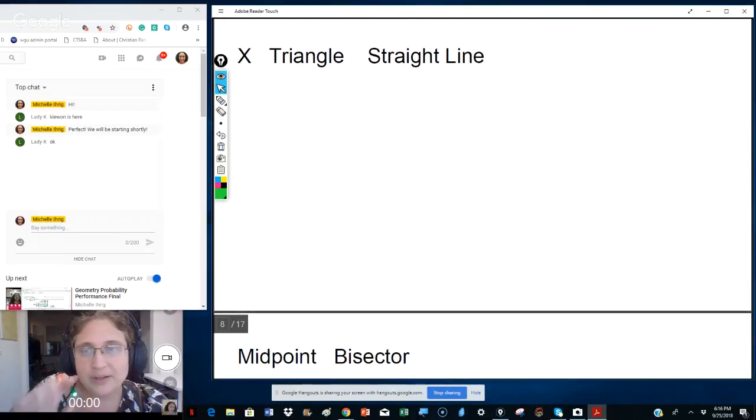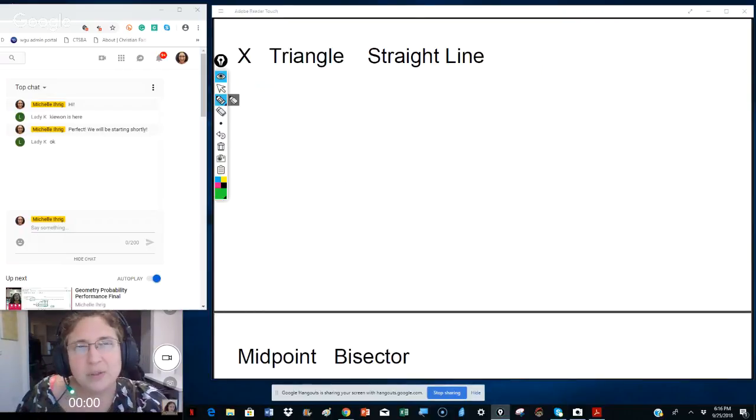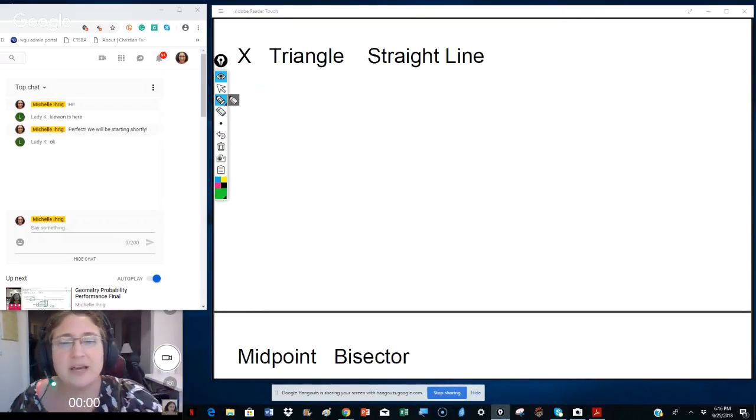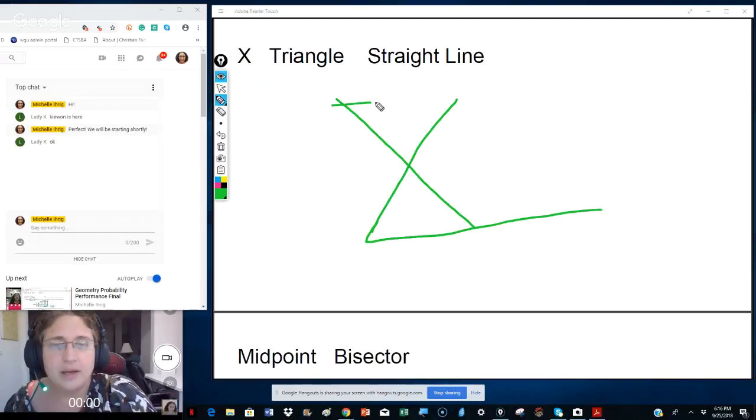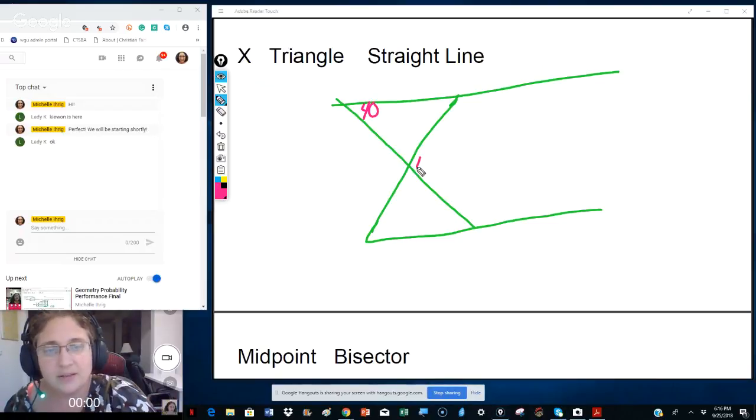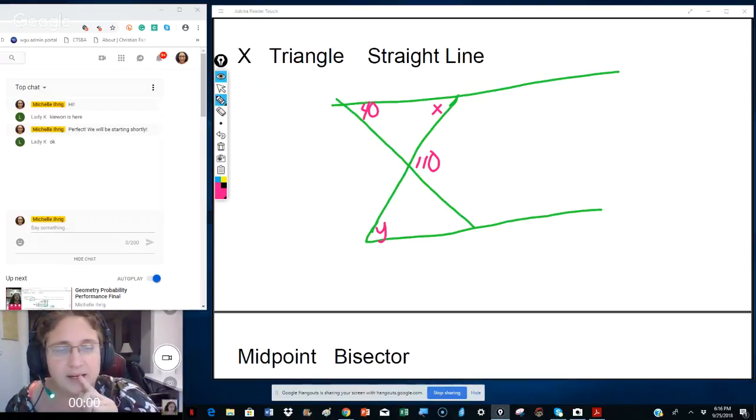X, triangle, straight line. This is really for the test more on Thursday than today or Wednesday. Sometimes they'll give you pictures and you have to find the missing angle. Like maybe they might tell you this is 40. They might tell you that this is 110. Then you need to find this angle here, and maybe this angle here.